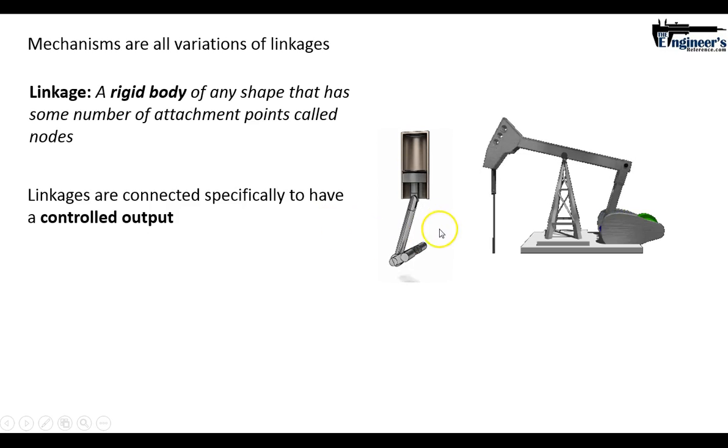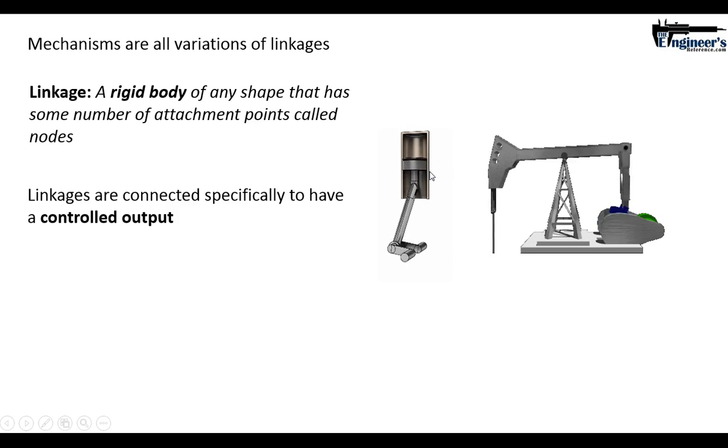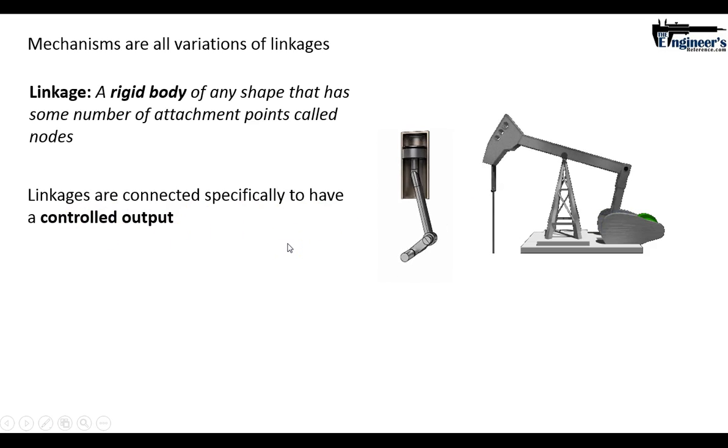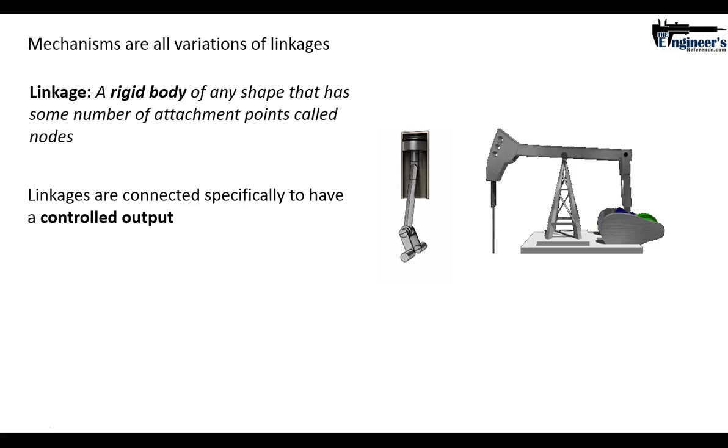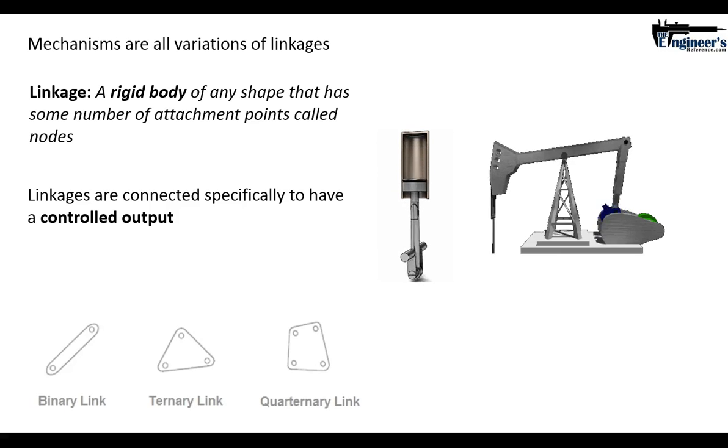And the output is controlled. There is a very controlled manner to this piston. If you were to go into designing internal combustion engines, you'd see that the movement inside of the engine is very well calculated, very detailed. The same goes with this oil derrick. There is a very specific motion that you want in order to actually pump oil out of the ground. So the linkages are connected specifically to have a controlled output. From the piston to the oil derrick to the robotic gripper, there's a very specific motion that you're trying to achieve with this series of linkages.